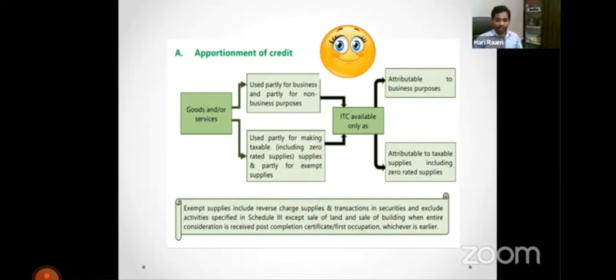Exempt supply includes all RCM supply and transactions in securities, and excludes Schedule 3. But in Schedule 3 there is one exception which we can include: the sale of land and sale of building when the entire consideration is received after the completion certificate or first occupation, whichever is earlier. The same formula will be utilized everywhere we need to compute the exempt supply.